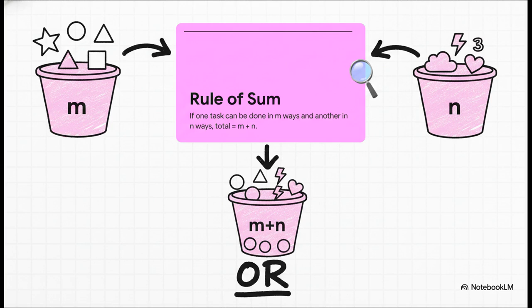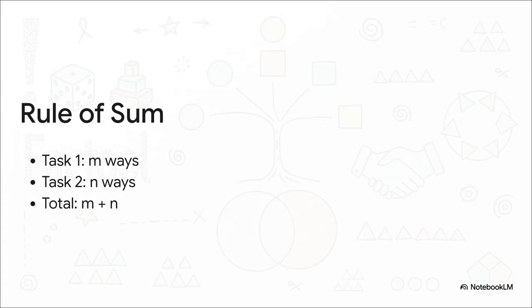You simply take the options from your first bucket, your m, and add them straight to the options in your second bucket, your n. Breaking down the anatomy of this formula, you can really see why this works so flawlessly. Task 1 stands entirely alone with its m ways. Task 2 stands entirely alone with its n ways. They don't interact, they don't cross over at all. This is strictly an either-or scenario. And because they remain completely separate entities, when we want to know the total possibilities of doing either one, they just pool together into a simple, straightforward sum, m plus n.